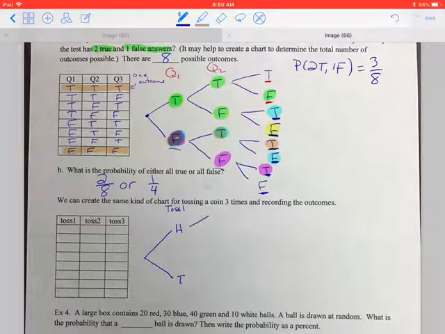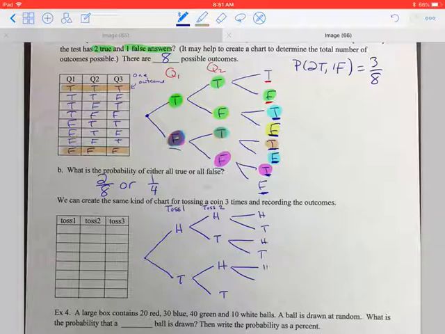Then assuming the first toss was heads, I do my second toss. I can get heads or tails. And same thing if I assume the first toss was tails, I can get heads or tails. So this represents toss 2. All right, so then for the third toss, I've got heads or tails. I just do this off of each branch, heads or tails, heads or tails, heads or tails. So it's basically the same tree diagram I did earlier.